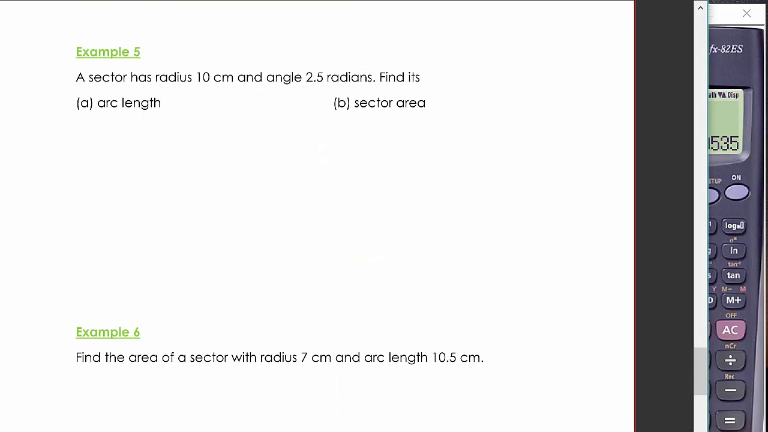So let's look at example 5. A sector has a radius of 10 centimeters, so that's our value of r, and an angle of 2.5, so that's our theta. Find the arc length. Well, L is just going to be 10 times 2.5, just r times theta. Remember, L equals r theta. And we're going to do the area as well. That's a half r squared theta. So that's just going to be 25 centimeters.